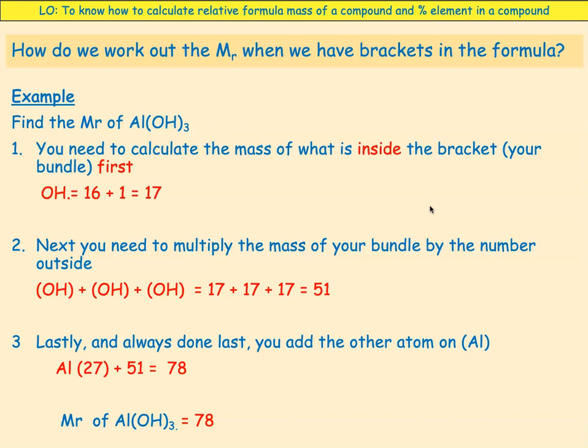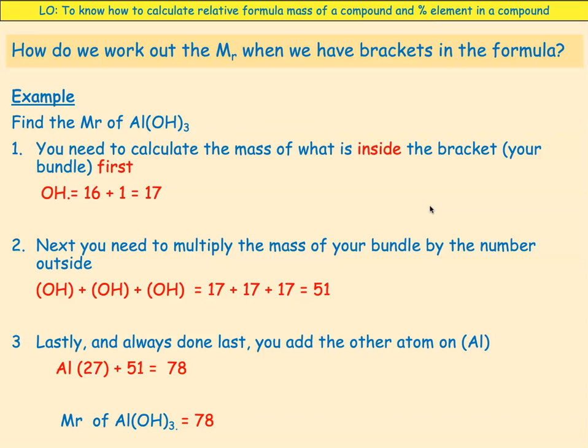So this is what we have to do every time. The first thing you've got to do is calculate the mass of what is inside the bracket. In the case of aluminium hydroxide, you would work out what the formula mass of OH is. Oxygen is 16 and hydrogen is 1. So inside the bracket, you've got OH, which is 17.